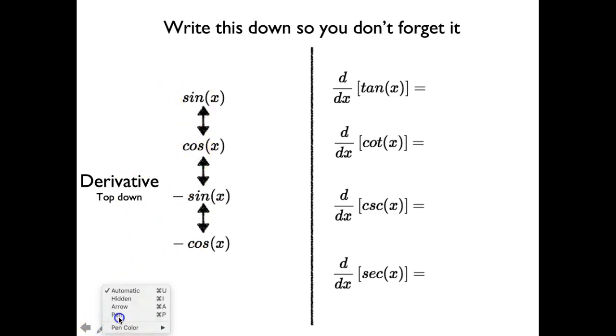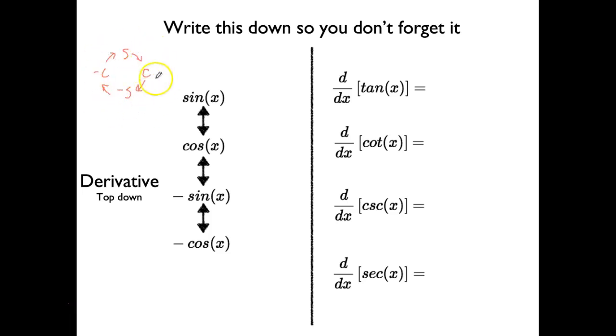Now the way I showed it to you guys was I did it as a wheel. I did sine, the derivative of sine is cosine, the derivative of cosine is negative sine, the derivative of negative sine is negative cosine. And going around in a clockwise manner gives you all the derivatives, right?